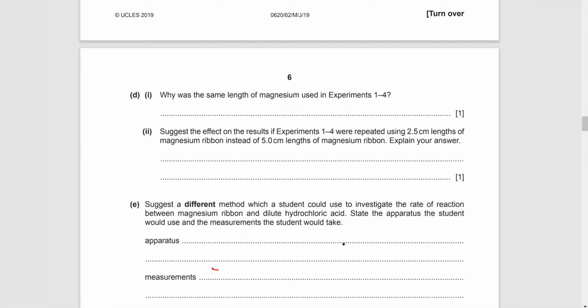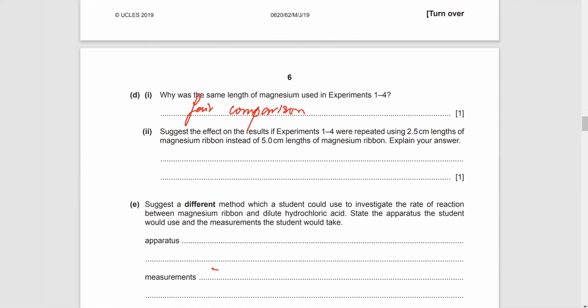Why was the same length of magnesium used in experiments for a fair comparison? For a fair comparison, you want everything to be the same, except for the variable that you're investigating. Is that clear, Mahad? Yes, sir.